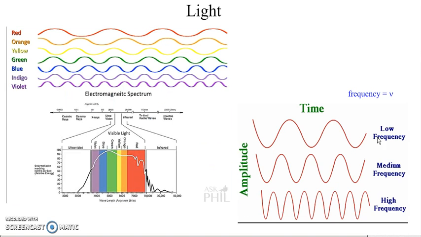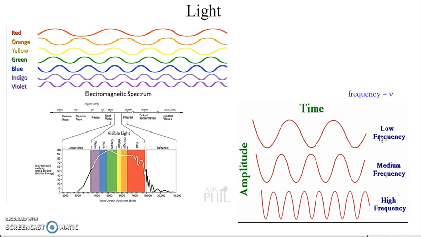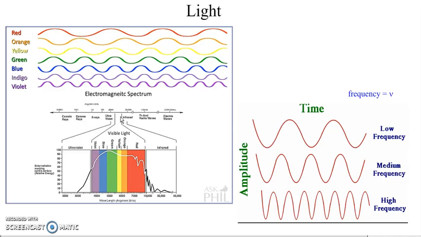And depending on the wavelength or frequency, we have different types of light with different properties. For instance, radio waves have very low frequency and very long wavelength, whereas gamma rays have very high frequency and very short wavelength. Somewhere in the middle, there's the visible light, the light that we can see. Depending on the color of the light, it has different wavelength or different frequency. Red light has a longer wavelength and a lower frequency, whereas violet has a shorter wavelength and a higher frequency.